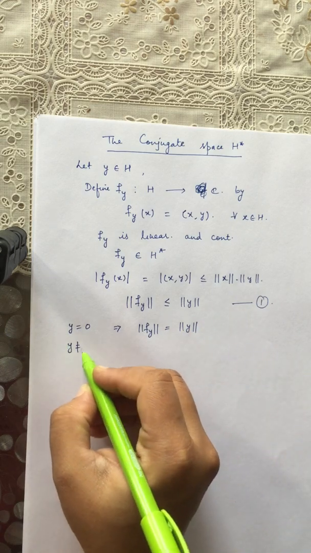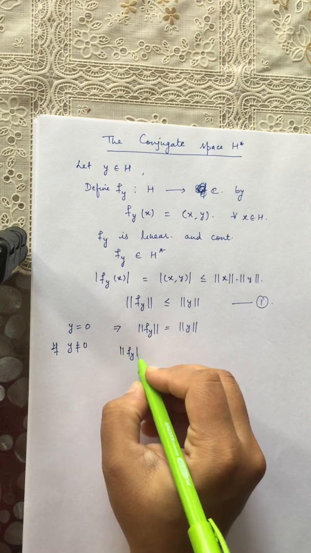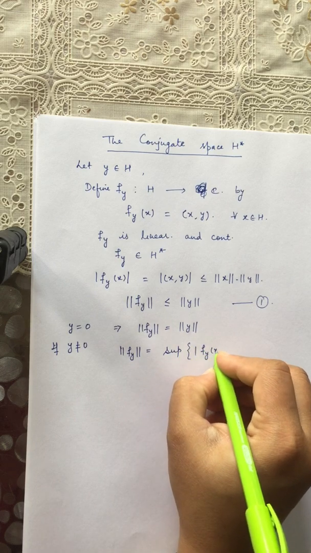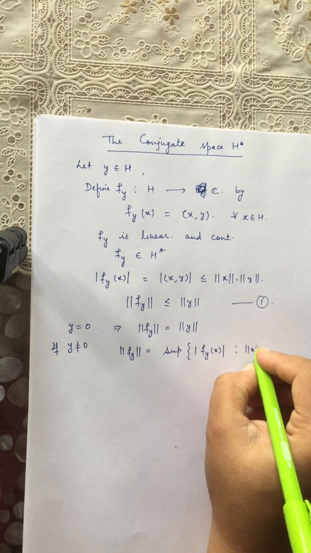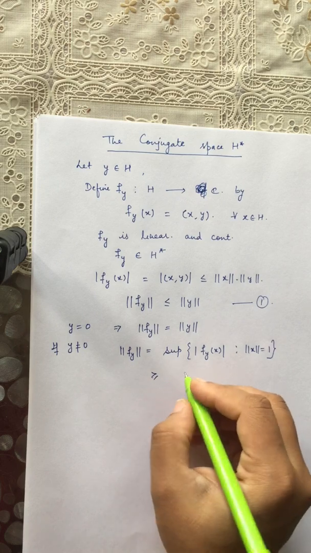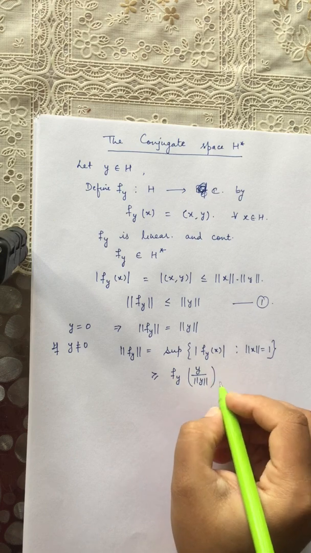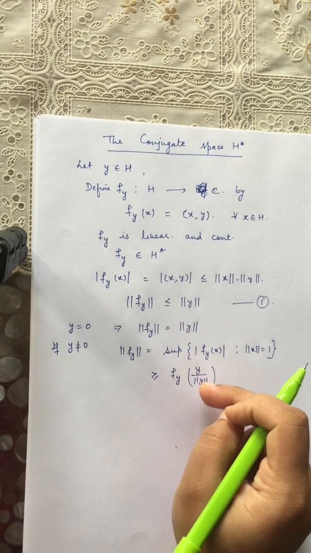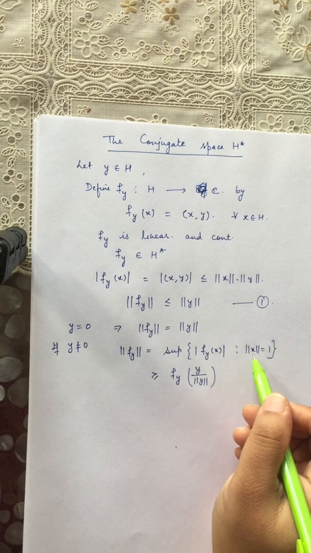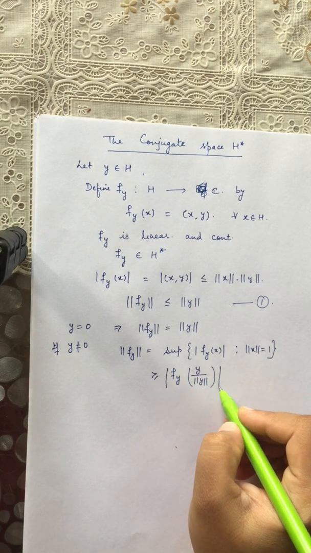But in case y is non-zero, then norm fy, by definition, is the supremum of mod fy x over all the points x whose norm is 1. Since it is a supremum, it is greater than or equal to fy of the point y upon norm y. Because we know y is a vector in H and y upon norm y is a vector whose norm is 1, so this is one of the vectors x of this type. So the supremum is greater than or equal to the mod of this quantity.